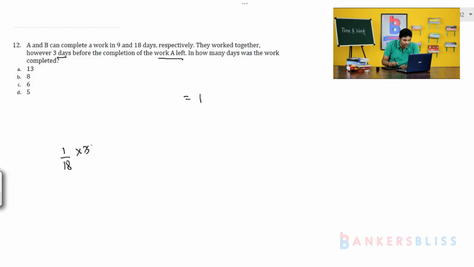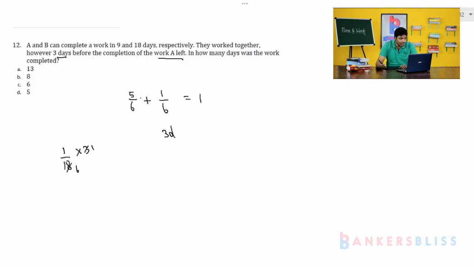Like the 3 days, 3 1s are 3, 3 6s are 18, so 1 by 6. This 1 by 6 of the work they have done in 3 days, that is B. Now, the remaining work has to be done by both A and B. So 1 by 6 is the work done by B alone. Then the remaining work, what is the difference between the numerator and denominator? That is 5. So 5 by 6 is the remaining work, done by both A and B.